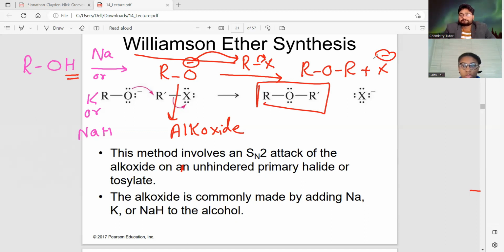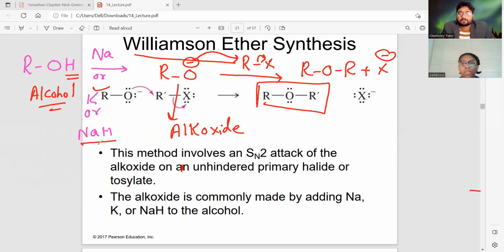Got it? So we make the alkoxide first. We convert aliphatic alcohol into alkoxide. You can use sodium, you can use potassium, or you can use sodium hydride. And in the second step, you are reacting your alkoxide with alkyl halide. And the alkyl halide, you can use primary or secondary, you can't use tertiary alkyl halide.